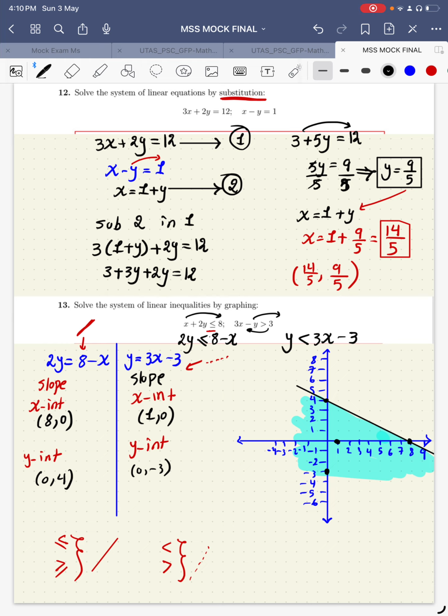Why I'm gonna have a dotted line? Because I have greater than, I don't have greater than or equal. So I'm gonna have the line to be dotted like that.